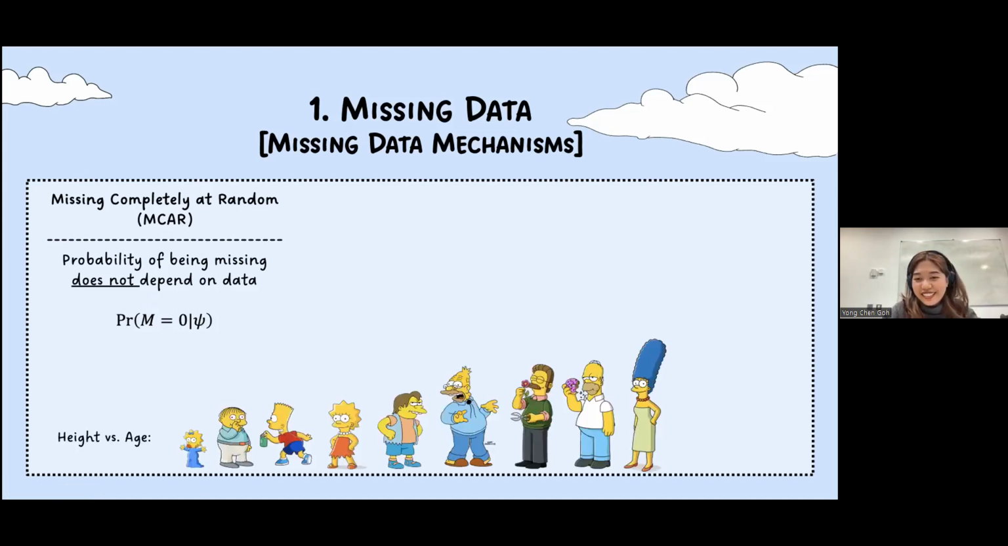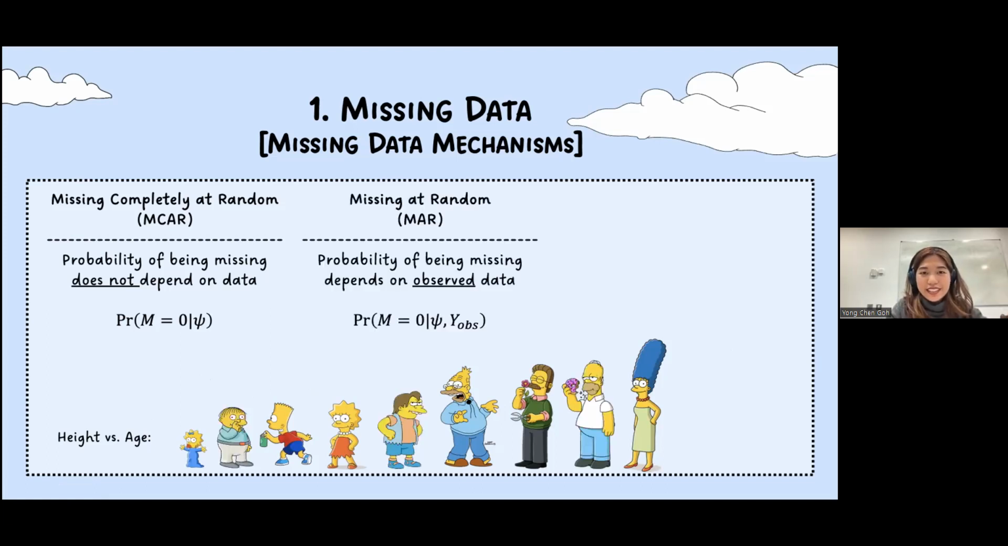Here's a very silly example. Let's say we're modeling height versus age. So age is our predictor and height is the response. And let's say that the age is fully observed, so we know the ages of all these Simpsons characters. If the data is missing completely at random, that means the height measurements are just missing randomly, it doesn't depend on the age or the height itself.